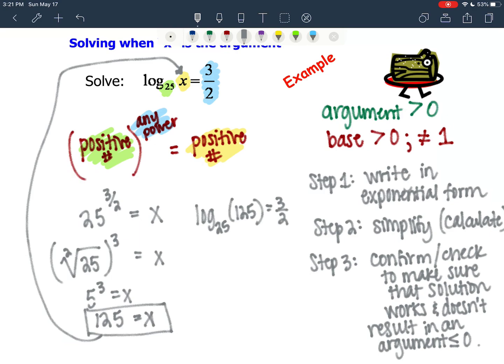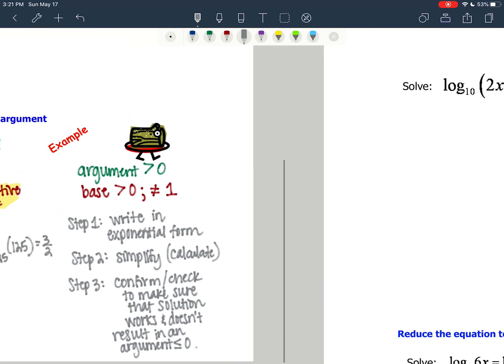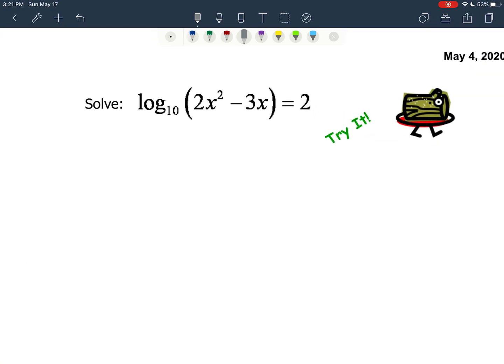Okay, on this next example, we are going to need a calculator. You go ahead and try it, and when we come back, I'm going to give you the answer, and we'll see if our answers match. So go ahead and press pause. Take some time. You're going to need to use the quadratic formula. So recall the quadratic formula, and then come back and see if our answers match.